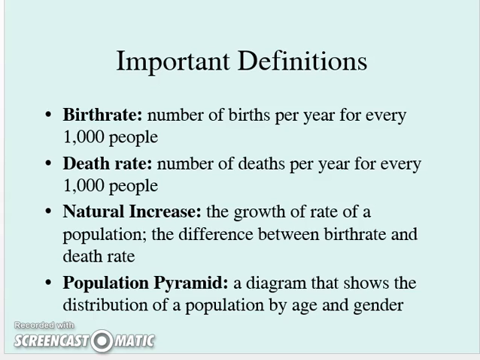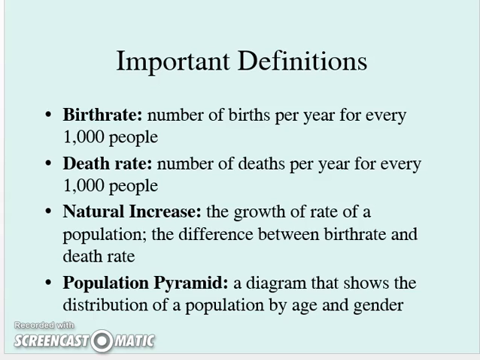Some other important definitions that you need to know in order to understand what we're going to talk about when we cover population pyramids. You have birth rate, which is the number of births per year for every 1,000 people. So geographers look at how many people are being born every year by studying the birth rate. Demographers will also look at death rate, and that is the number of deaths per year for every 1,000 people. Right?